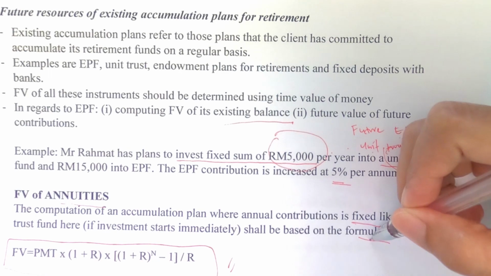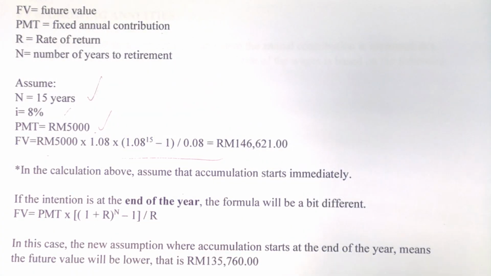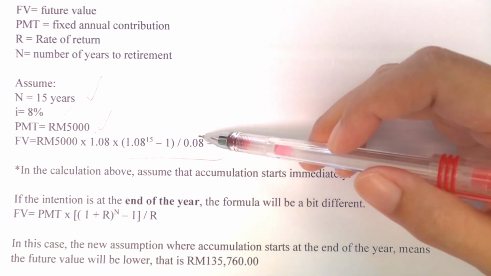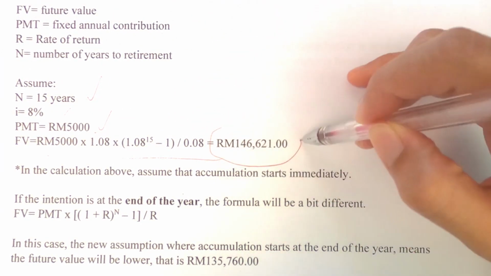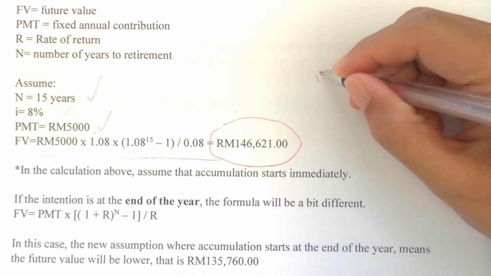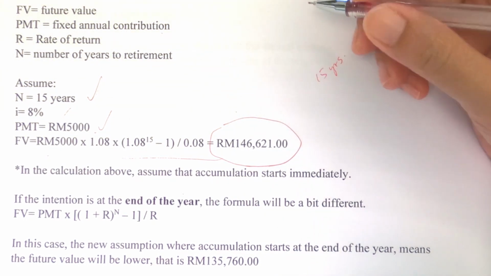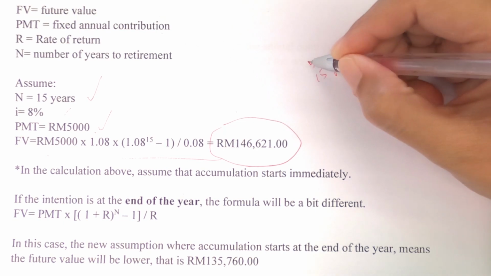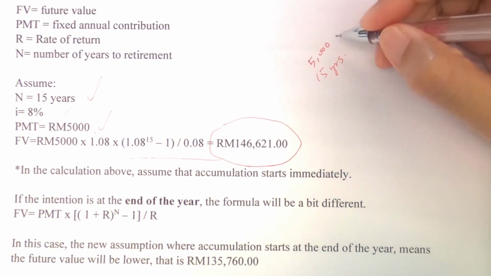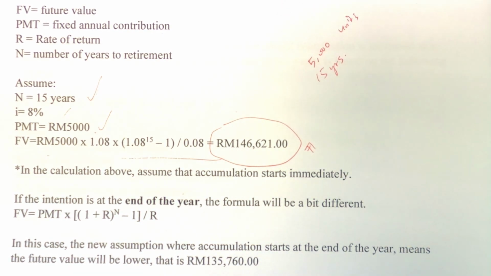And if we use this formula that I have shown you before, by taking an assumption that the investment starts immediately, at the beginning of the year, we can see this value that we can get. So after 15 years, and Mr. Rahmat consistently invests 5,000 per year in this unit trust, after 15 years we can get 146,621.